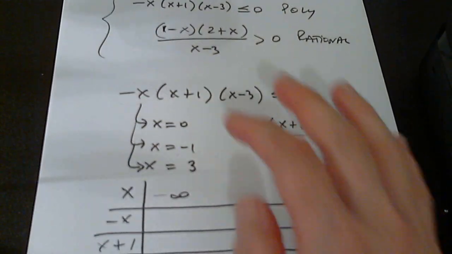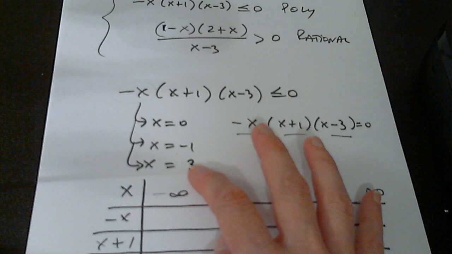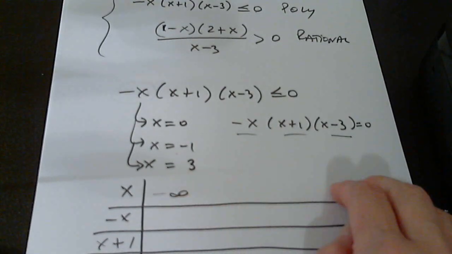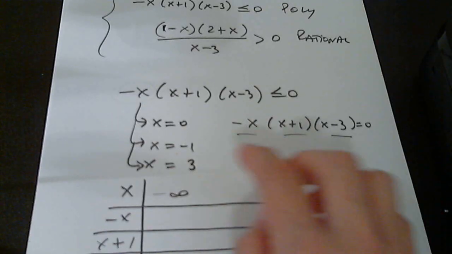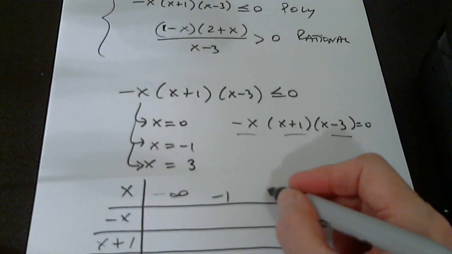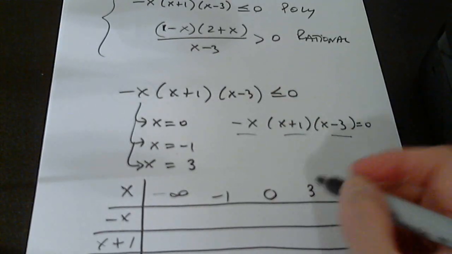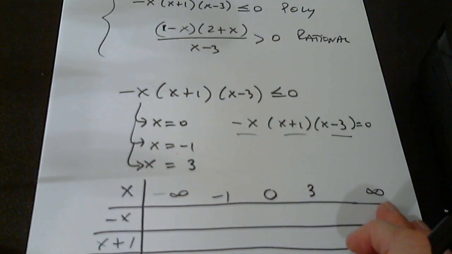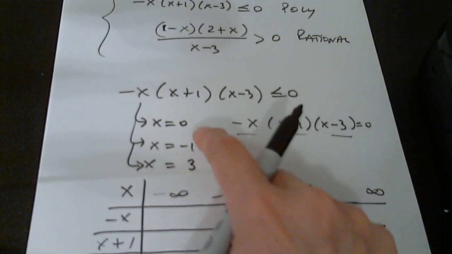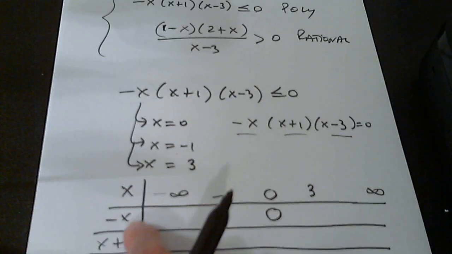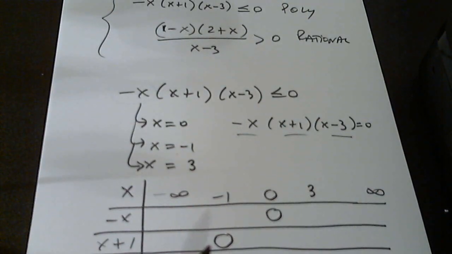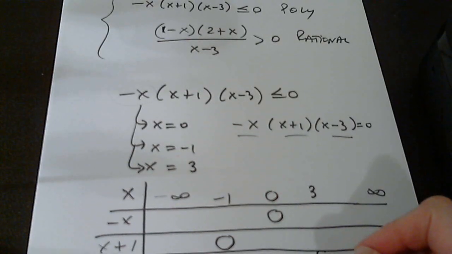Okay. I already have the solutions, the zeros of each factor. I will put them correctly in ascending order. Of course, I have to start with negative 1. I will continue with 0, and I will continue with 3. They're in ascending order. Negative x, well, it's 0 at 0. X plus 1 is 0 at negative 1. And x minus 3 is 0 at 3.